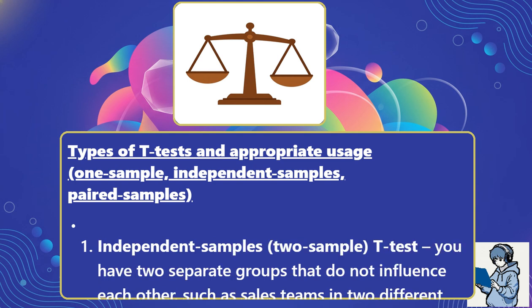Independent samples, two-sample t-test. You have two separate groups that do not influence each other, such as sales teams in two different regions, and you want to know if their average monthly sales differ. Each observation belongs to exactly one group.